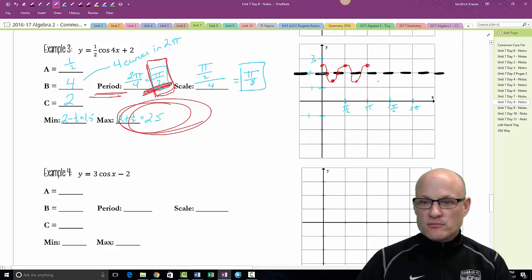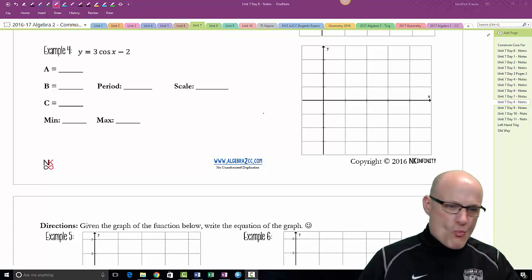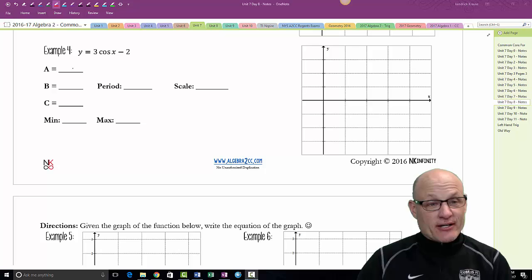That was awful. One full curve, two full curves, three full curves, four full curves in 2 pi. Someday I gotta stop drinking coffee. It's probably gonna hurt me someday.